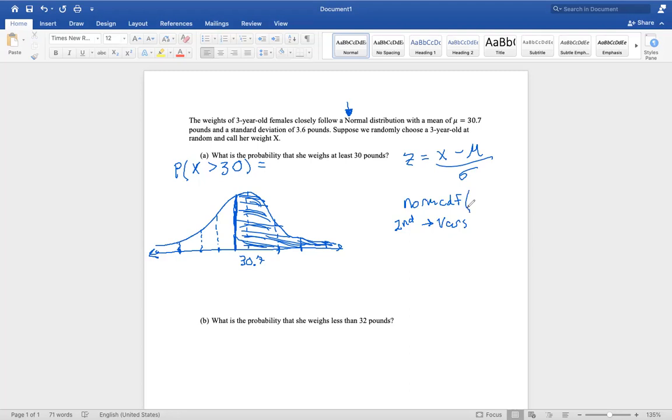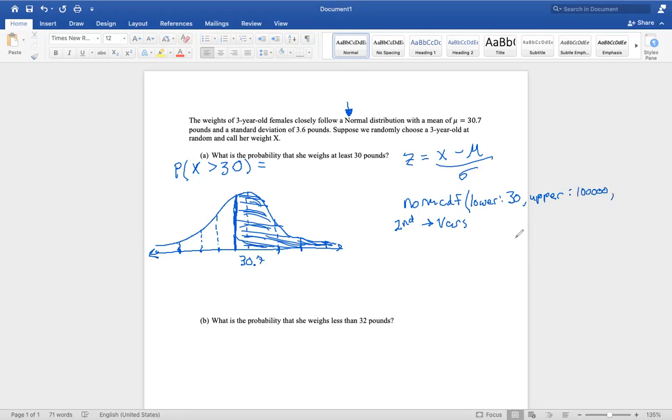Now, for normal CDF, you just need to input a couple things. It's asking us for the lower amount first. So for the lower amount, let's type in 30. Then it's going to ask you for the upper limit. The upper limit is essentially infinity. You could just type in something unreasonably high, like 100,000, and that should work out just fine. Let me just keep track over here: 1, 0, 0, 0, 0, 0.